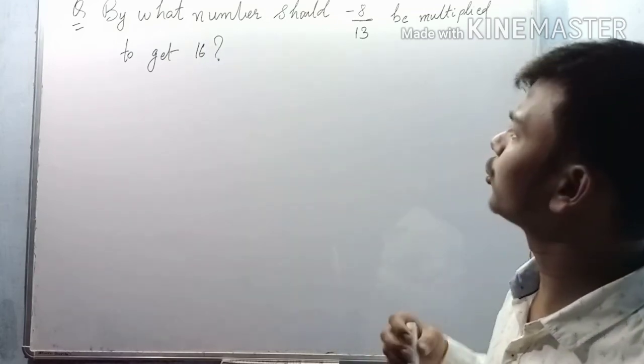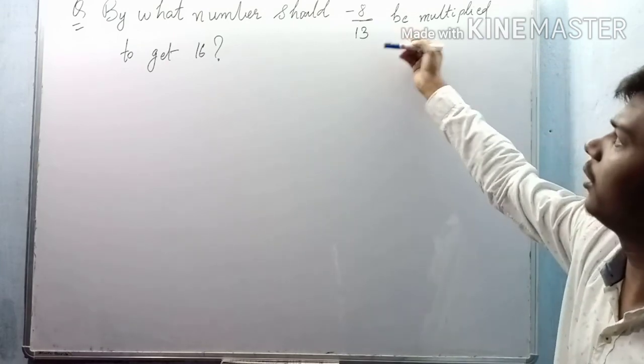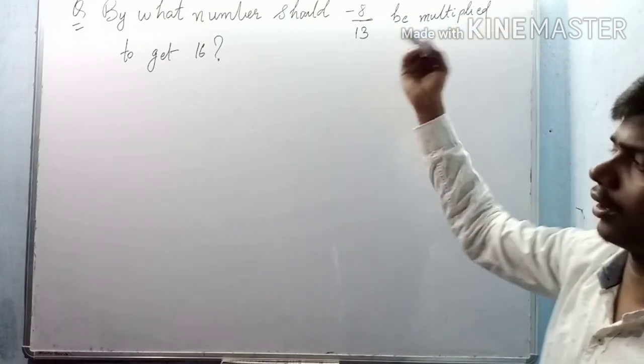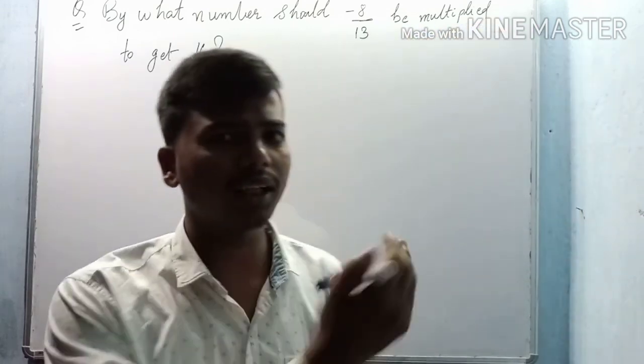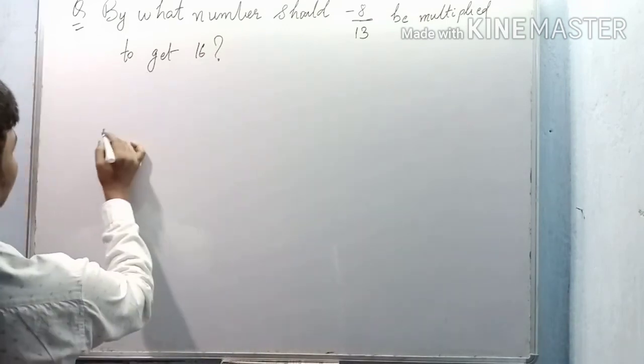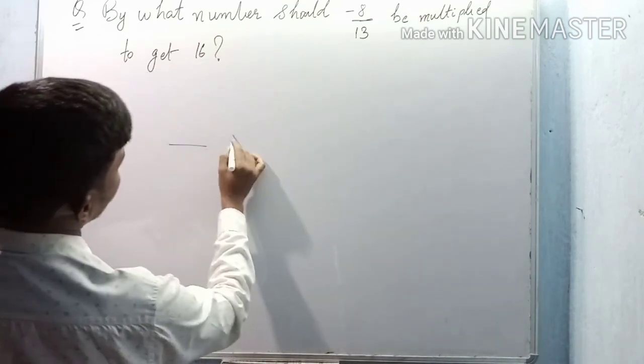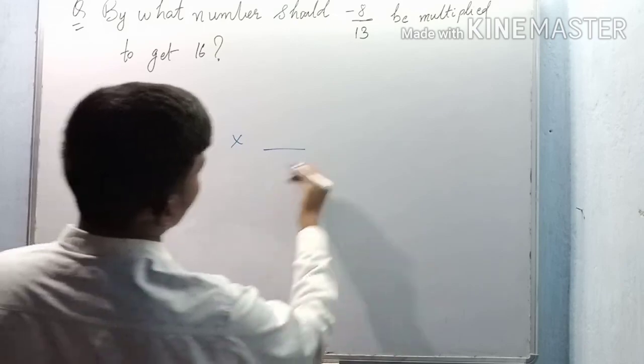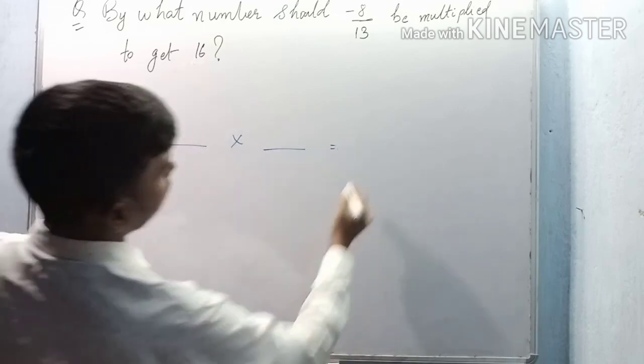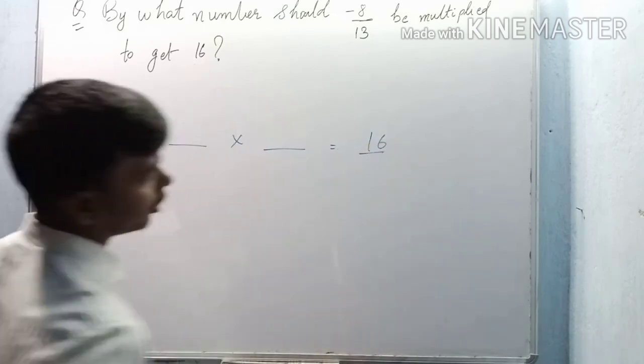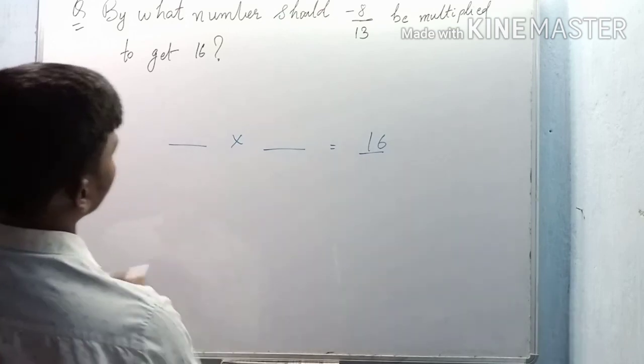So the second last question of this series, which is also an important question: by what number should minus 8 by 13 be multiplied to get 16? Very simple question as earlier. By what number should it be multiplied to get 16? Nothing is there in the denominator.